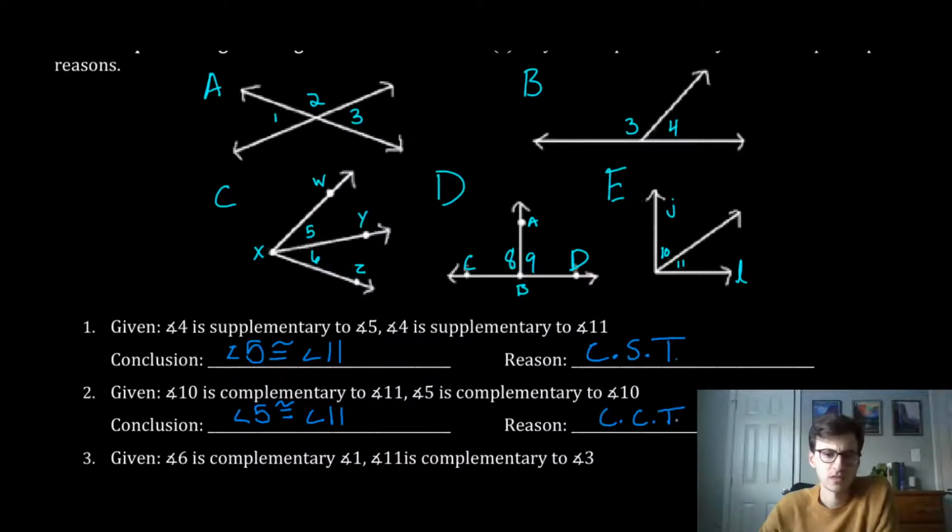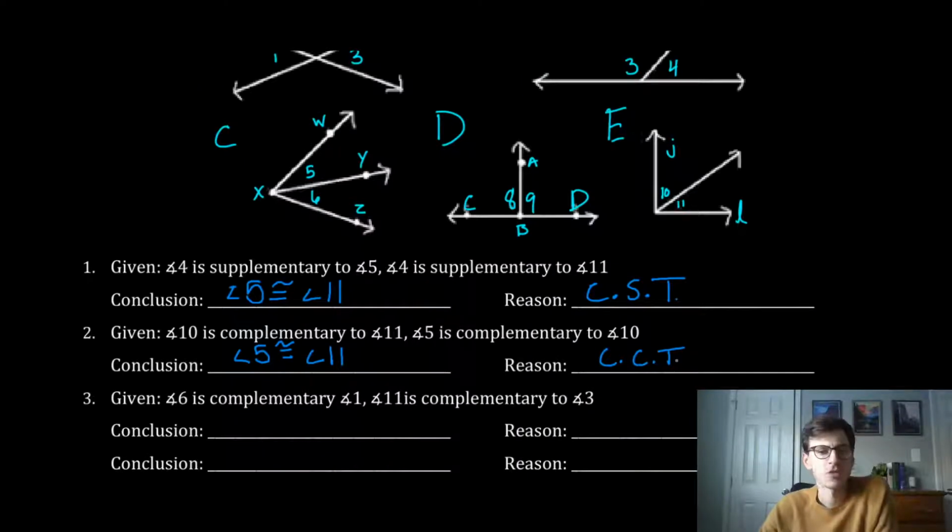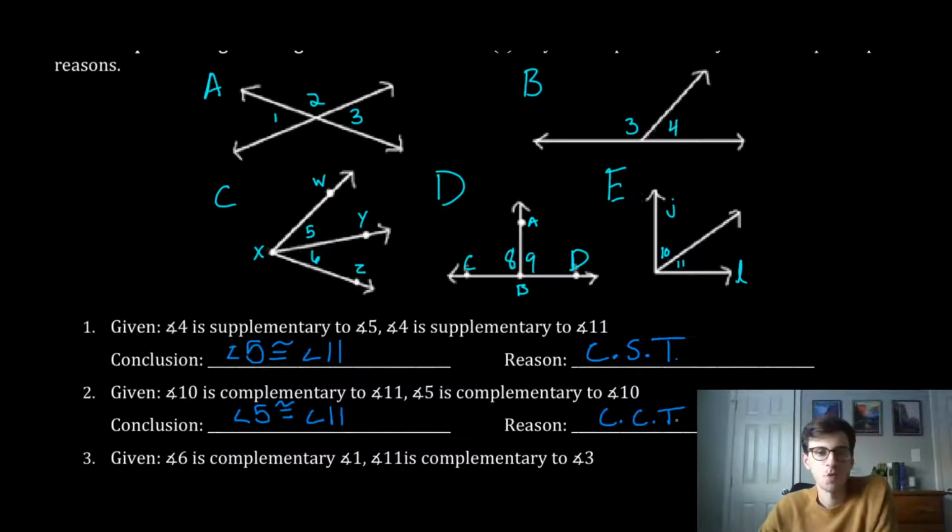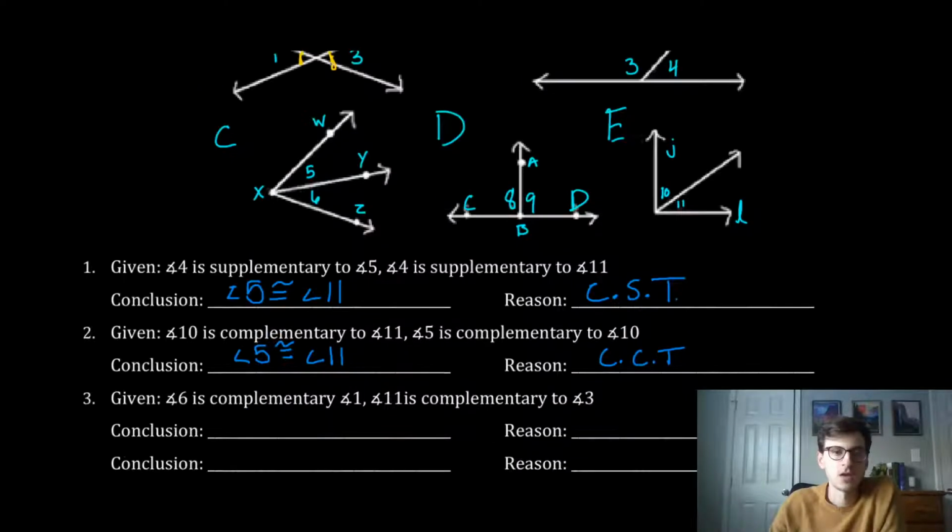Okay, I'll write this. Angle 6 is complementary to angle 1. Angle 11 is complementary to angle 3. And there's 2 steps for this one. Well, the first thing I'm thinking is that 1 and 3, those are congruent by the vertical angles theorem. So that's really nice that I already know that these are congruent. So let's say that, right? I know that angle 1 is congruent to angle 3.